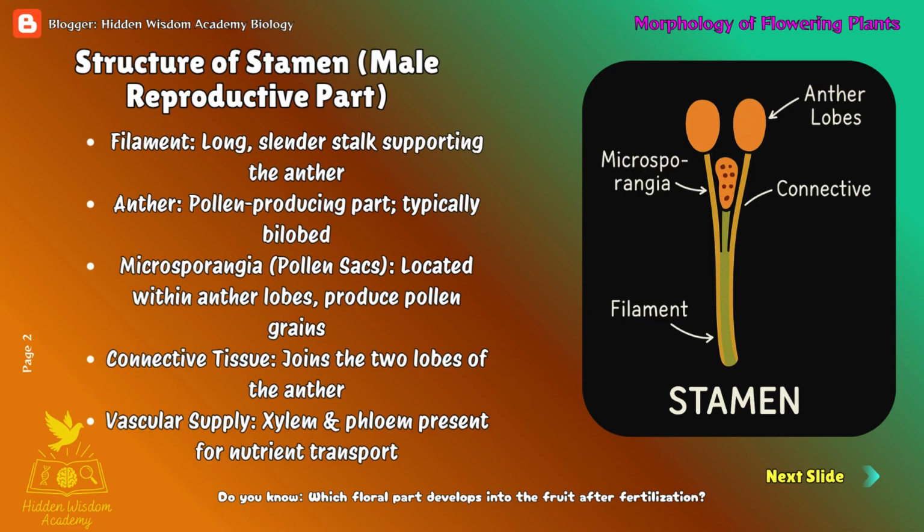The lobes are joined by connective tissue, which also has vascular bundles to supply water and nutrients. Knowing the stamen structure is important because pollen formation and dispersal are key for reproduction and classifying flowers.